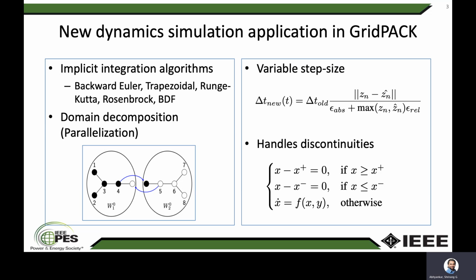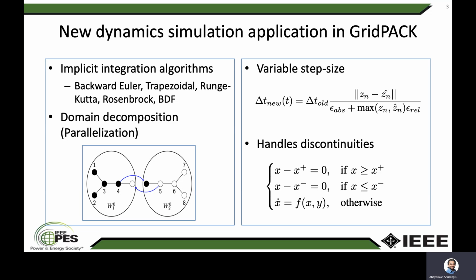A main feature of this new dynamic simulation application is that it can adapt the step size. So as the dynamics change, the step size is adapted to be much more efficient. The calculation shown over here shows the calculation of a new step size, delta T new, based on the previous step and an evaluation of what is called the local truncation error.